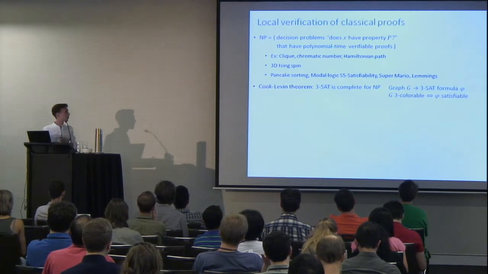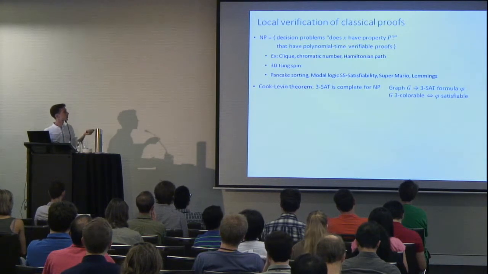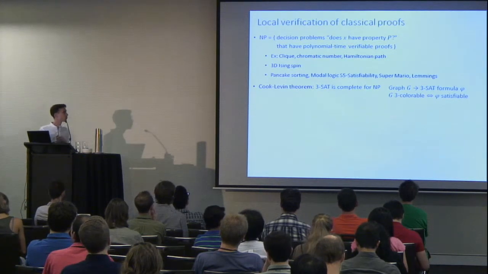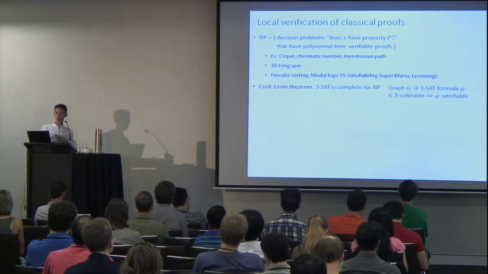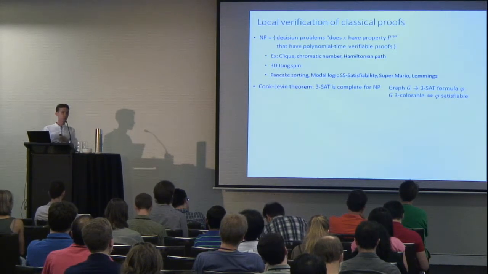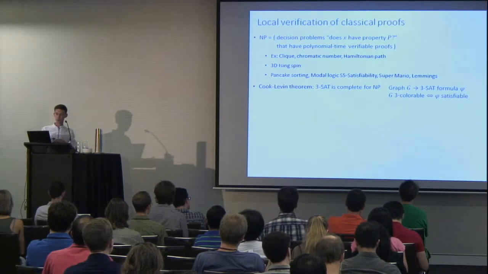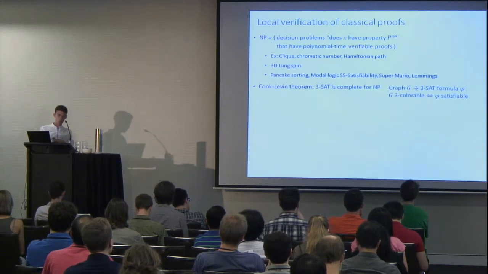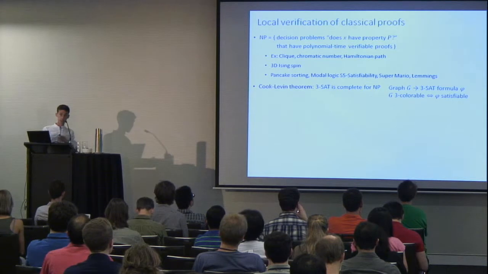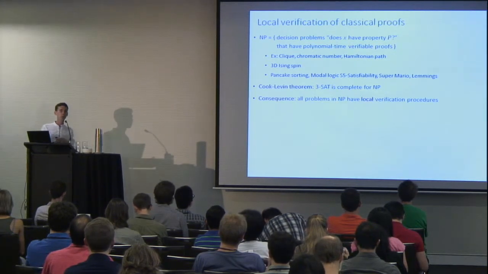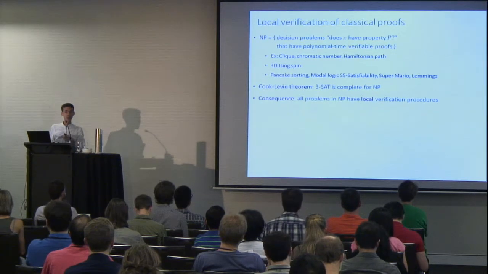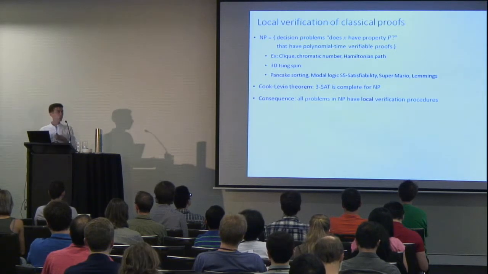A bit more concretely, for our purposes, the NP-complete problem we're going to use is 3-SAT. Given the graph, you can always transform it into a 3-SAT formula such that the graph is 3-colorable if and only if the formula is satisfiable. So one first consequence of the theorem is that there are NP-complete languages. The second consequence is that all these problems in NP can be verified locally. In the following sense.